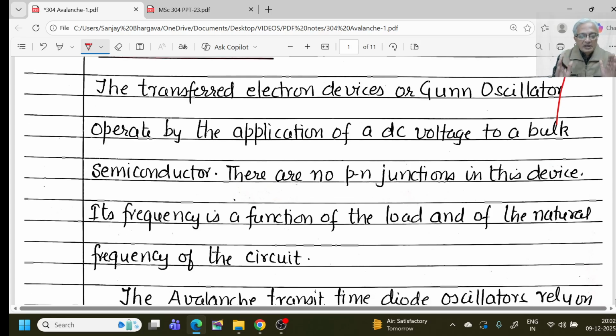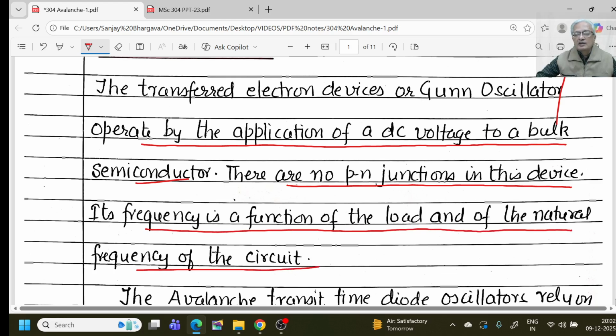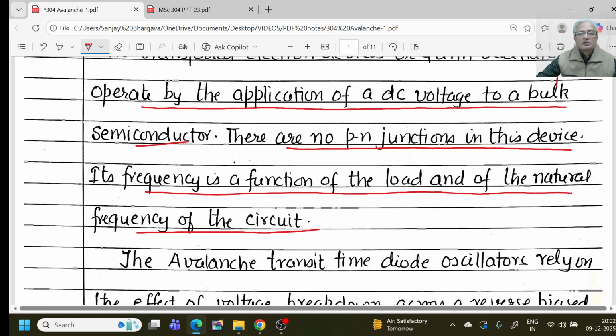Till now we have studied something called transferred electron devices or the Gunn oscillator. They operate by the application of a DC voltage to a bulk semiconductor. There are no PN junctions in this device. Its frequency is a function of the load and of the natural frequency of the circuit. This is what we did in the last 6 videos.